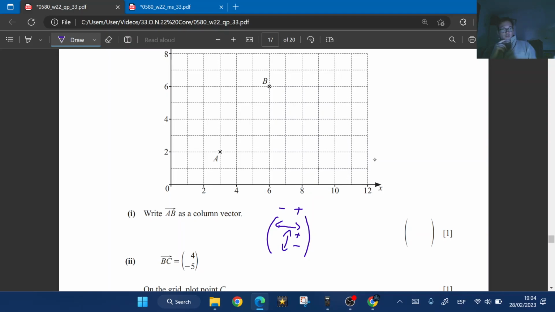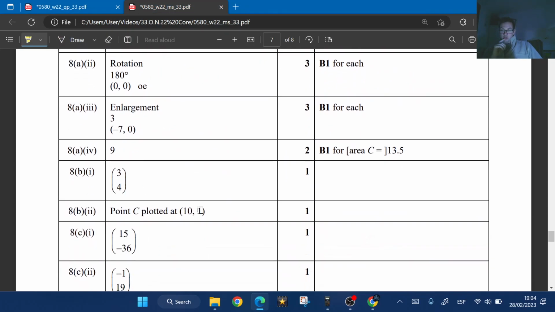So column vector from A to B means, what do you do to travel from A to B? Well, we're going to have to travel 1, 2, 3 squares to the right, which is positive because we're going to the right, so that's 3. And we're going to have to travel 1, 2, 3, 4 squares up. So there's 3 over 4. Do not draw a line in between. Okay, 3 over 4.